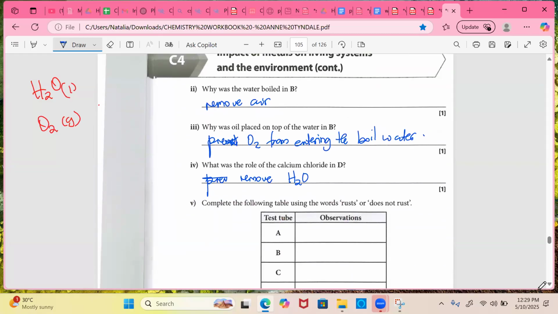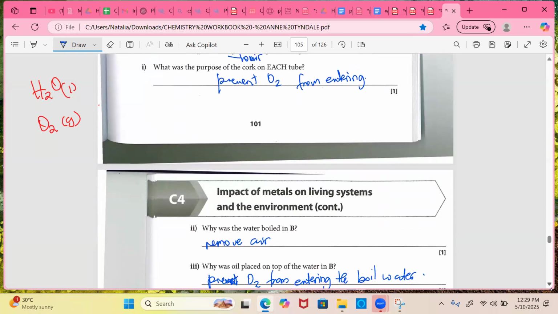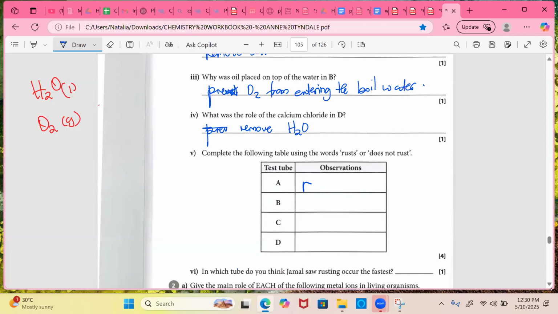Complete the following table. So we say rusting is taking place in A and what? C? Yes. Rust, rust, don't rust. Then which test tube will rust fastest? Rust is going to occur fastest in C, where we have the salt water.